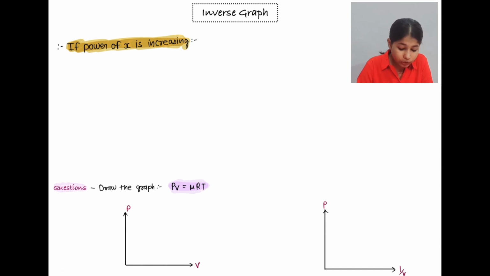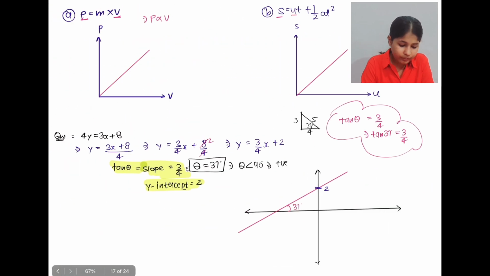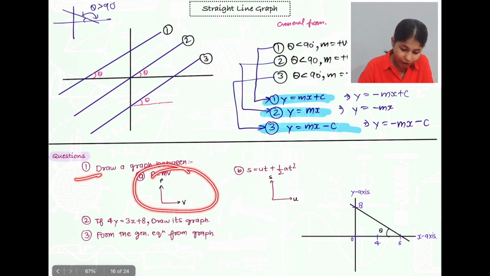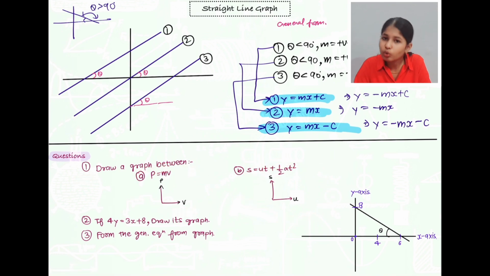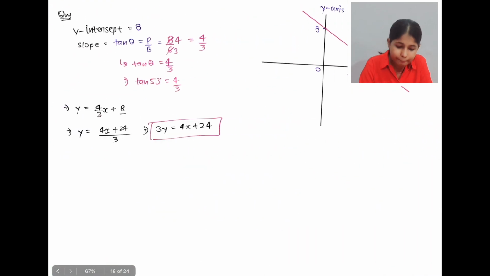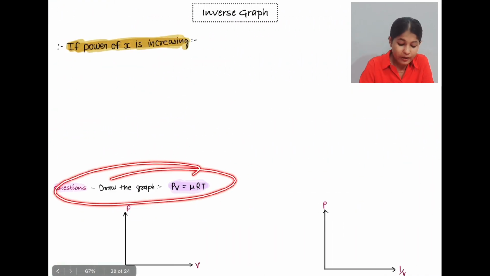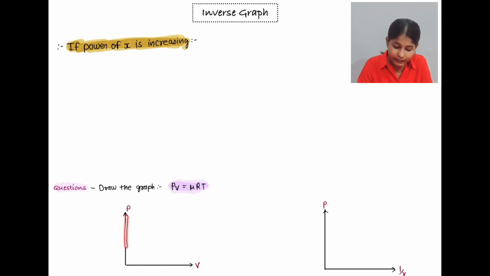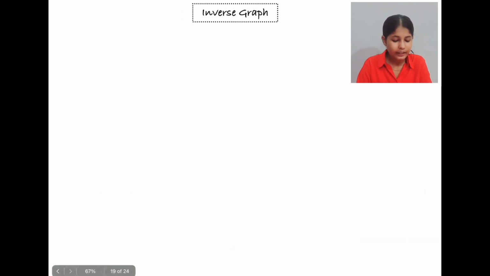Okay, why? Because as I have already done previously, in this question you have to plot the graph between two quantities. But as you know, till now you have understood only the straight line graph, so you will just make a straight line graph. But in our next question, draw the graph P = μRT. In this the question is the same, but you have to plot between two different kinds of quantities. Also, these graphs will be different. Okay, let me discuss how this actually looks.